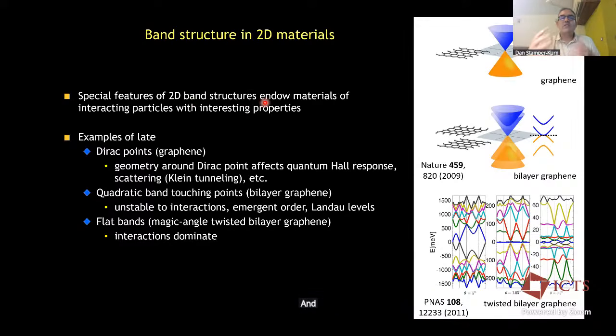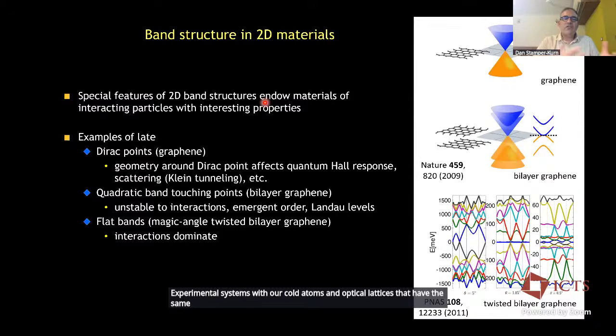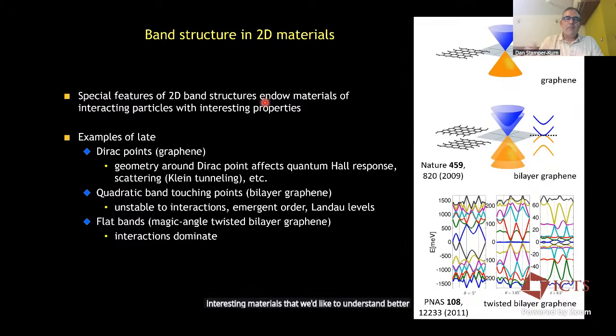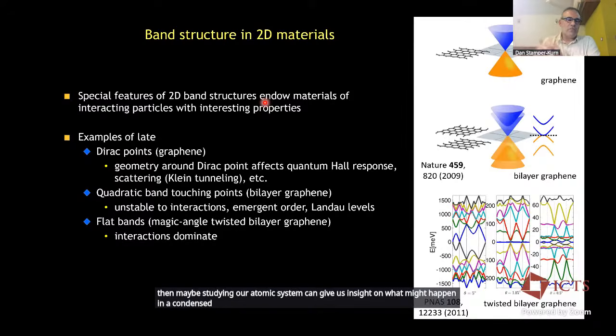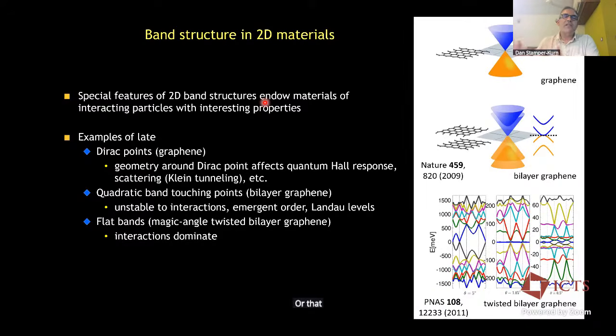And if we can create experimental systems with our cold atoms and optical lattices that have the same band structures as interesting materials that we'd like to understand better, then maybe studying our atomic system can give us insight on what might happen in a condensed matter system, either that exists or that can be designed based on what the quantum simulator has told us.